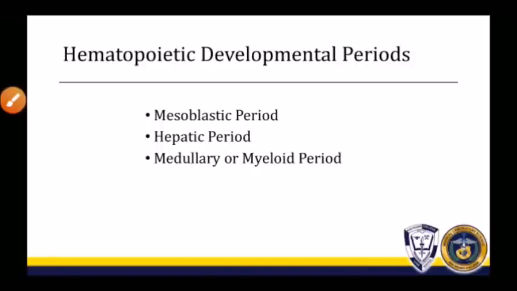Let's now proceed to the hematopoietic developmental periods. So, in this part of the discussion, we will discuss how did hematopoiesis evolve from embryo to fetus to adult. So, we have 3 hematopoietic periods. First, the mesoblastic period, the hepatic period, and the medullary or the myeloid period.